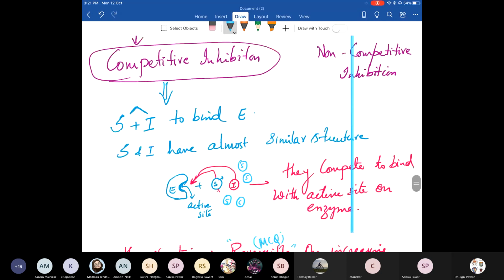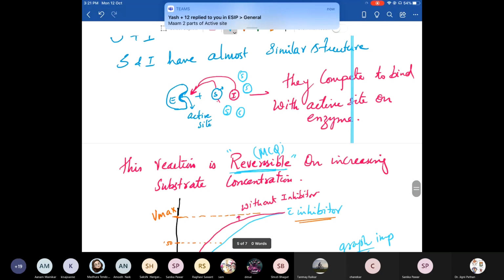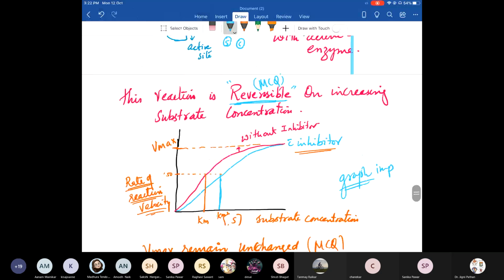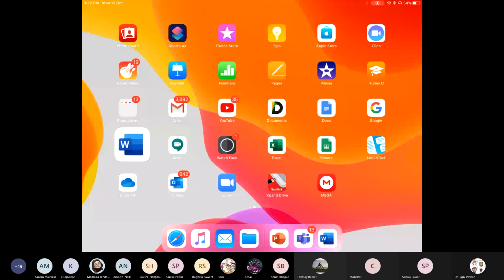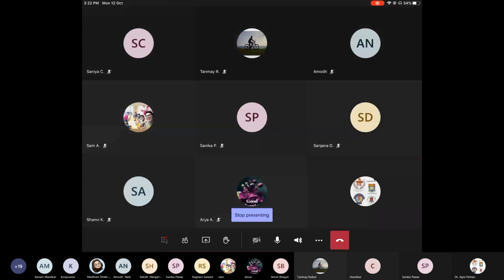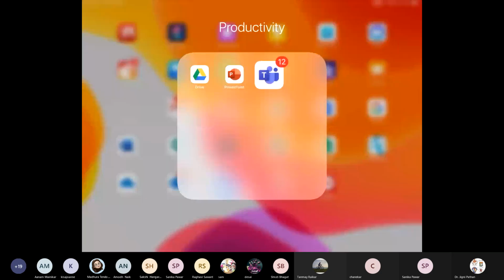Competitive inhibition. Second part of active site. Which is that? Can you just tell me which is that? Second part of active site. What do you mean by that? Two parts of active site. Acha, acha. Two parts of active site. Okay.